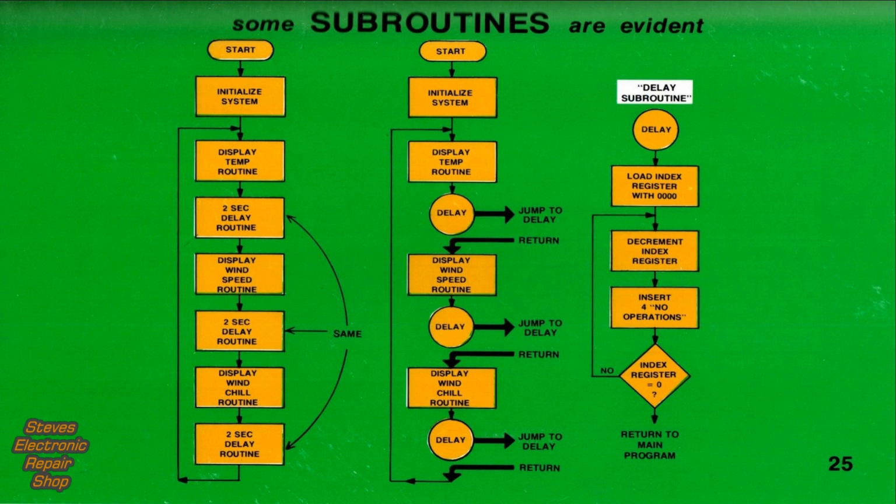Some subroutines are evident just from examination of the system flowchart. You've probably already noticed one. The system flowchart on the left shows that the 2-second delay routine is repeated 3 times in one flowchart cycle. Therefore, the 2-second delay is an excellent candidate for a subroutine. As shown at the right, we've modified the system flowchart and inserted a delay subroutine. Each time the delay connector is encountered, the program jumps to the subroutine. Upon completion of the delay, flow returns to the main program.